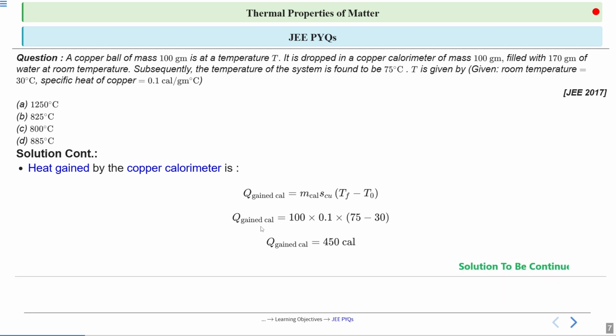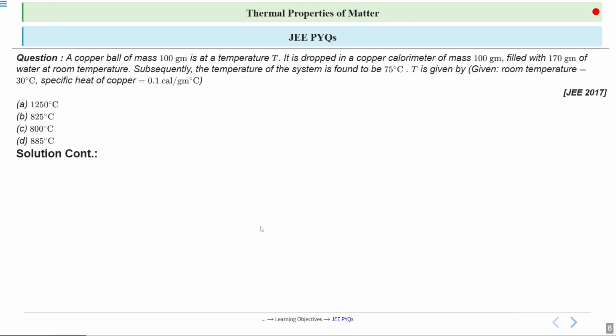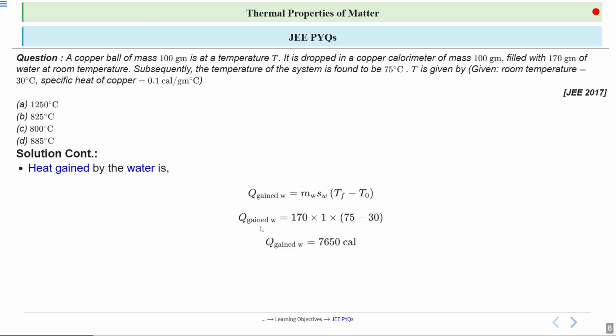Similarly, we will calculate for water. Now the heat gained by the water is Q is equal to MW SW Tf minus T naught. So put the values, that is 170 into 1 into 75 minus 30. So solving this, you will get the heat gained by the water is 7650 calorie.